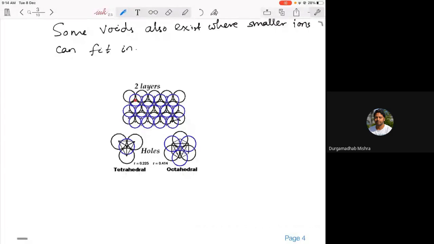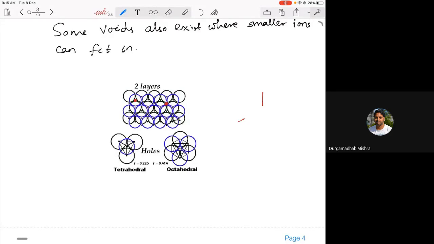You also have points where you can put an atom elsewhere. Let's say somewhere here. If I put an ion or atom at this point, in 3-dimensional space it will be coordinated or bonded to six neighboring atoms. So that is an octahedral site or octahedral hole.